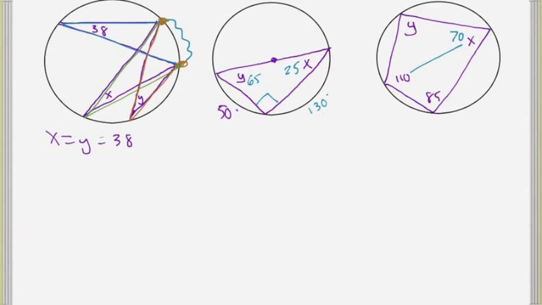And what about y? 95. Wait, how did you figure that out? One of our corollaries said that angles opposite of each other in a quadrilateral need to be supplementary, or add up to 180. So the angles that are across from each other should add up to 180.